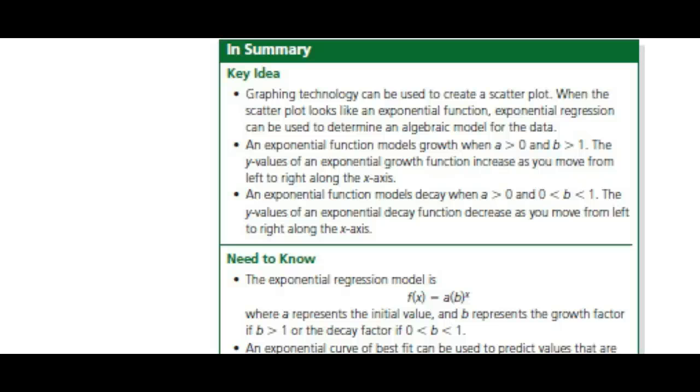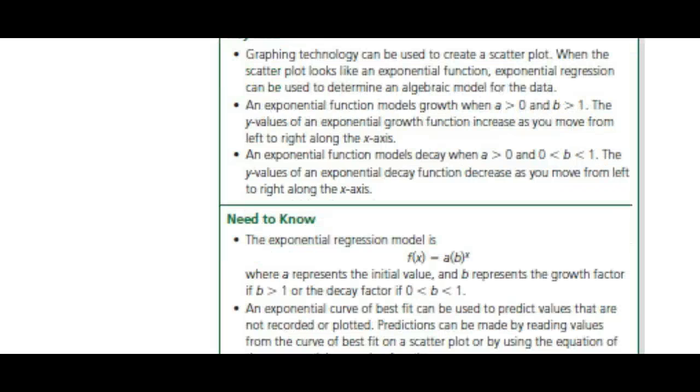An exponential function models growth when a is greater than 0 and b is greater than 1. The y values of an exponential function increase as you move from left to right, right? So Q2 to Q1 increasing. It models decay when a is greater than 0. A still has to be greater than 0, right? And b is between 0 and 1. Exponential decay is decreasing as you go from left to right.